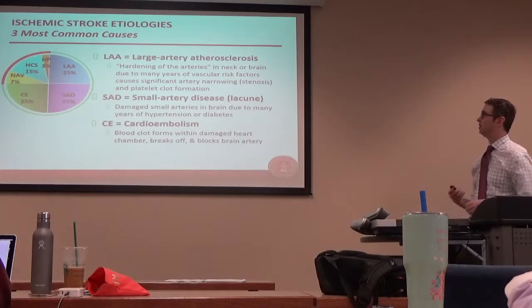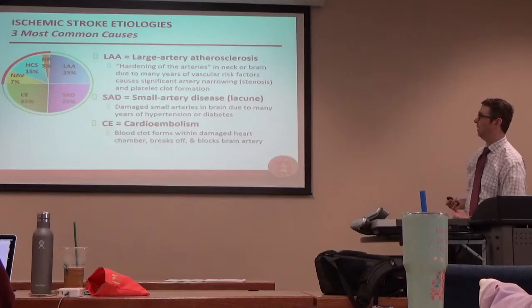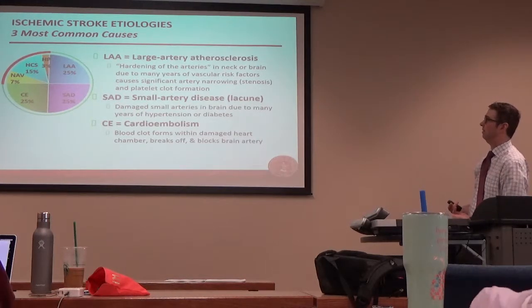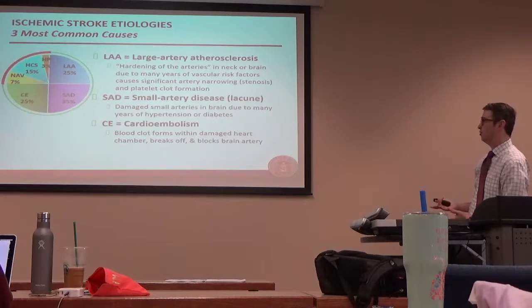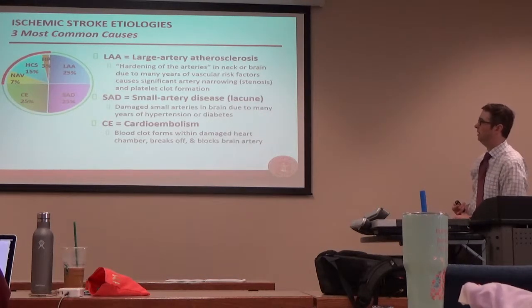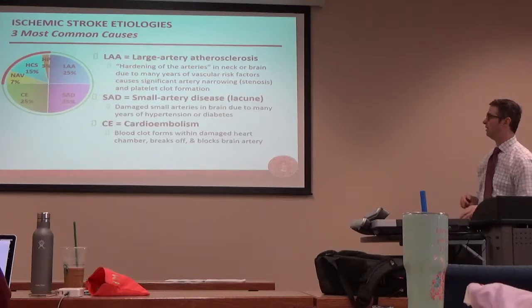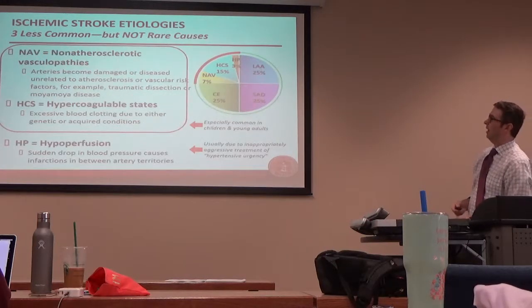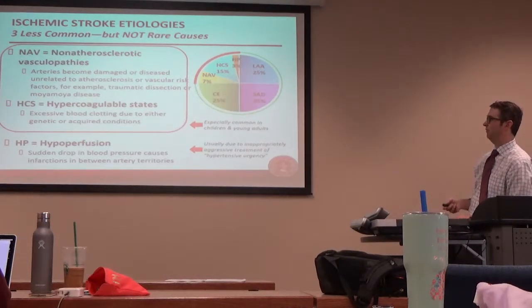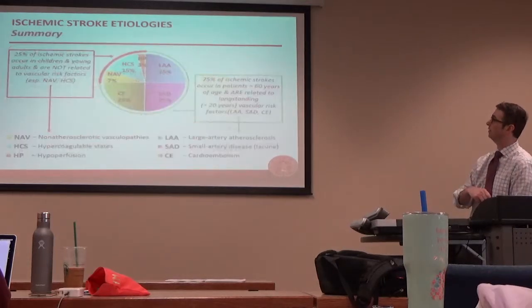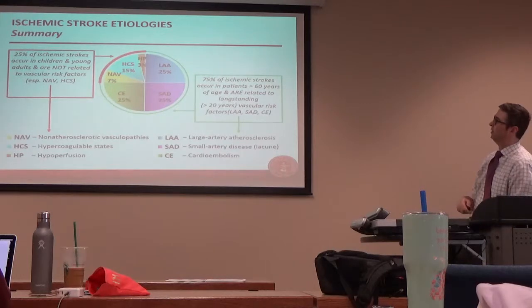Three most common etiologies: large artery atherosclerosis, hardening of arteries in the neck and brain due to vascular risk; small artery disease, lacunar infarcts due to hypertension and diabetes; and then cardioembolic. Folks that have AFib or abnormal heart rhythms have a clot form in the heart. It's ejected with a heartbeat and goes and lodges in the brain. There's also non-atherosclerotic vasculopathies and hypercoag states, common in children and young adults. And then there's the watershed strokes, the hypoperfusion, the sudden drop in blood pressure, the sprinkler picture we looked at earlier. This is a summary of ischemic stroke.